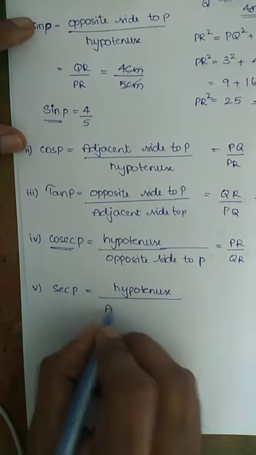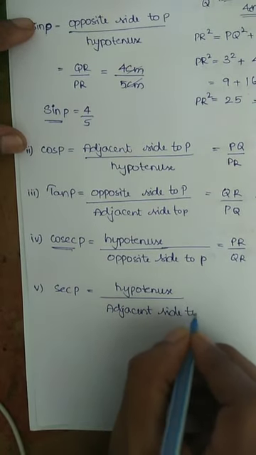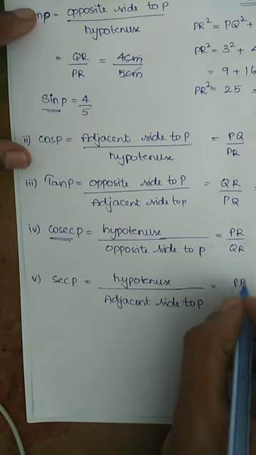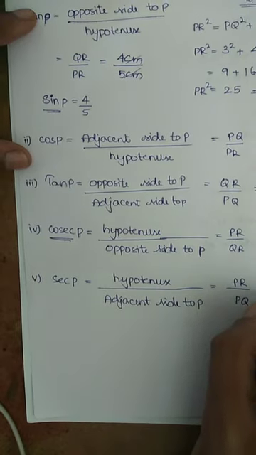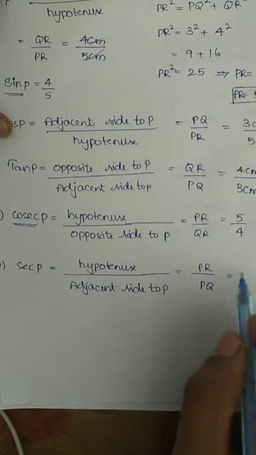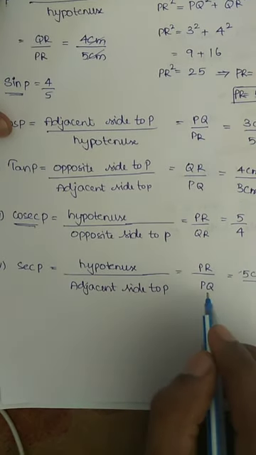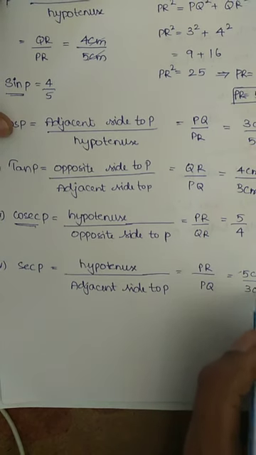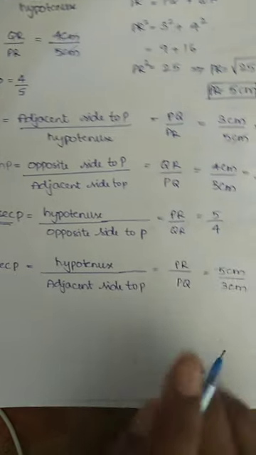Similarly, secant P. Secant P is hypotenuse by adjacent side to P. What is hypotenuse? Hypotenuse is PR by adjacent side to P is PQ. PR is 5 centimeters by PQ is 3 centimeters. So it is 5 by 3.